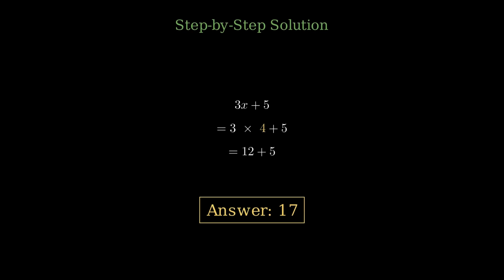Here is the solution. By the substitution principle, since x equals 4, we can replace the variable x with the number 4. This turns the expression into 3 times 4 plus 5. 3 times 4 is 12, and 12 plus 5 gives us 17.